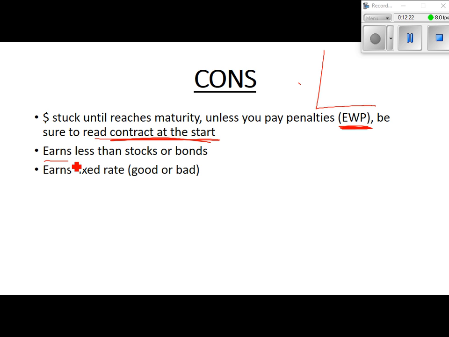Another con, it earns less than if you put it in stocks or bonds. So it's not going to earn as high a percentage, but with stocks or bonds, you might lose money, whereas with the CD, it's pretty safe.